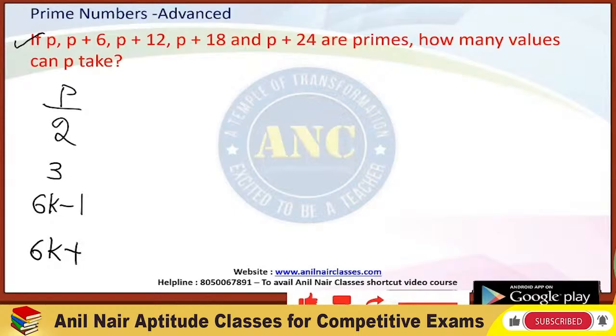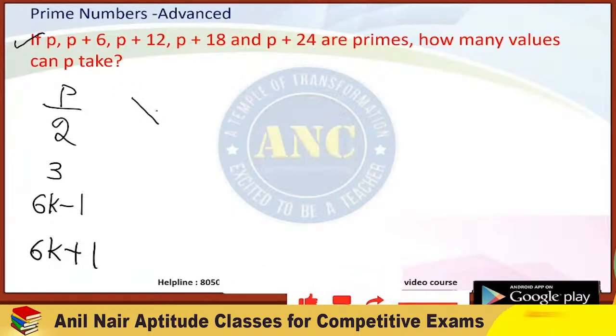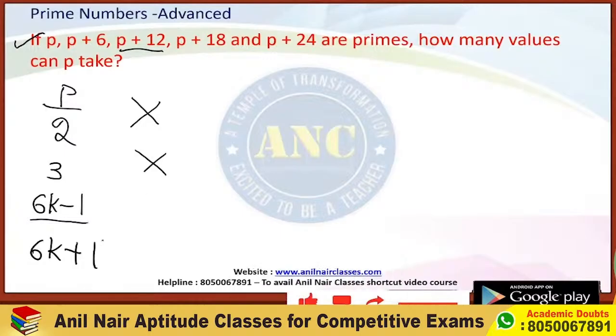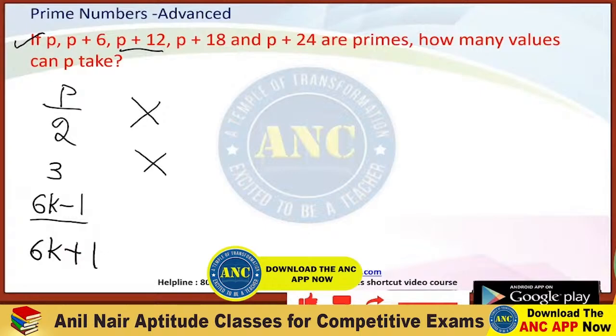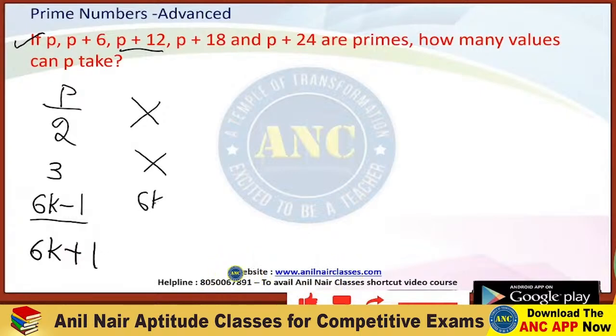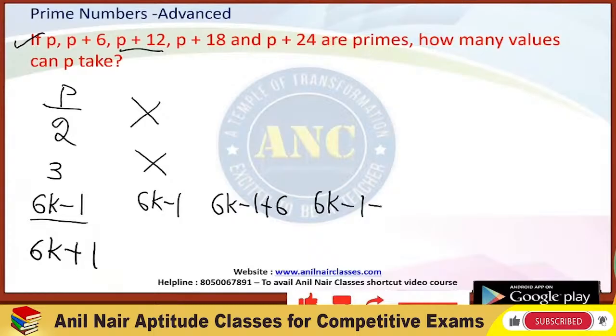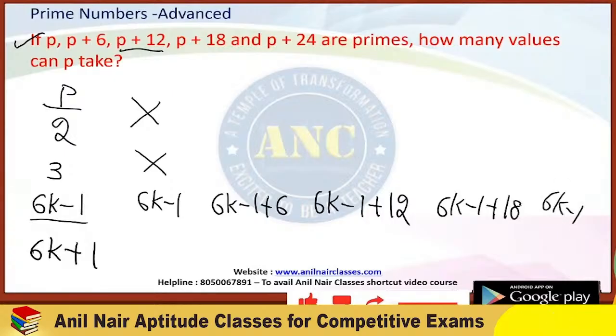It is 6k minus 1 or 6k plus 1. Directly 2 plus 6 is 8, so this is not giving. 3 plus 2 is 15, it is not giving. So 6k minus 1 and 6k plus 1. These are 6k minus 1, 6k minus 1 plus 6, plus 12, plus 18, plus 24.